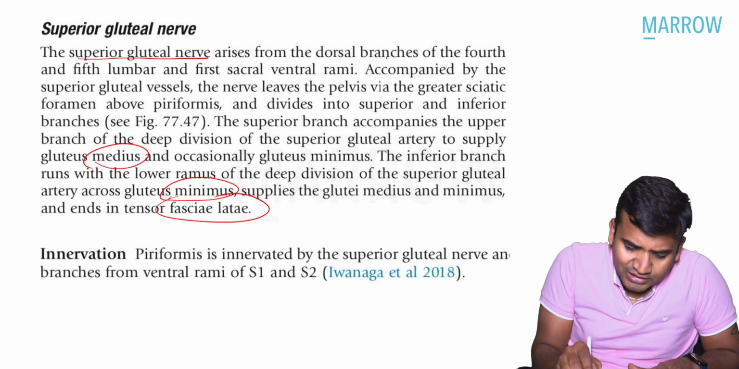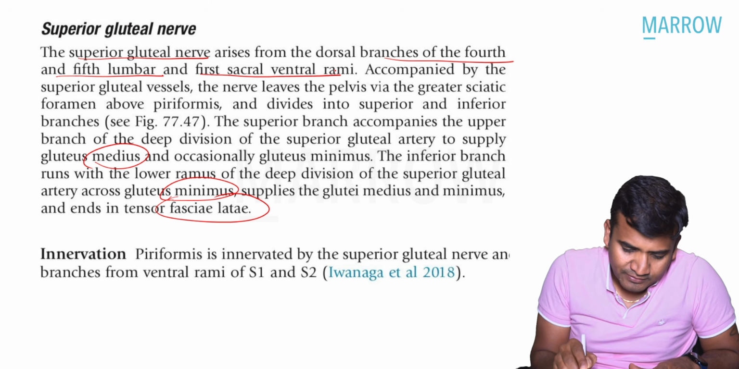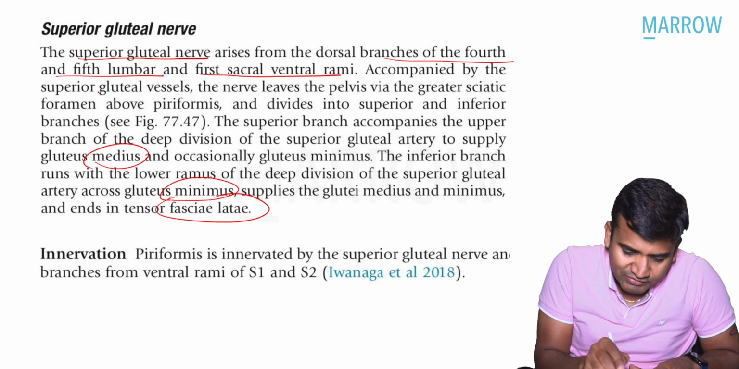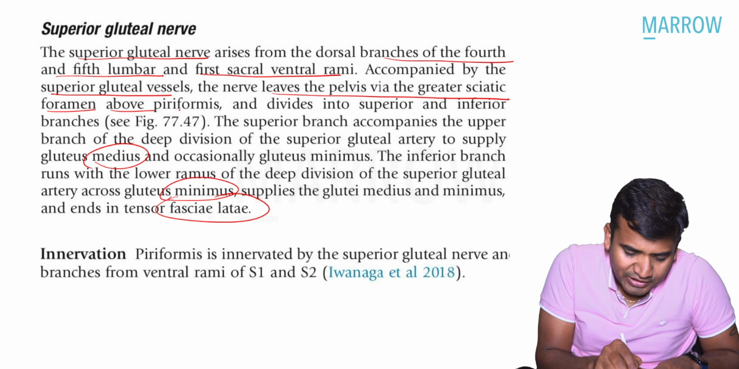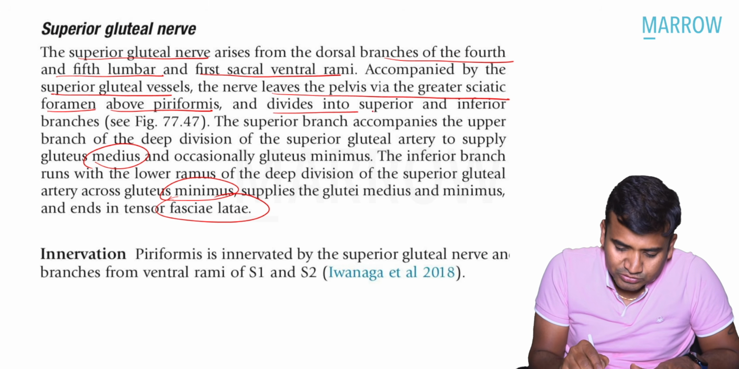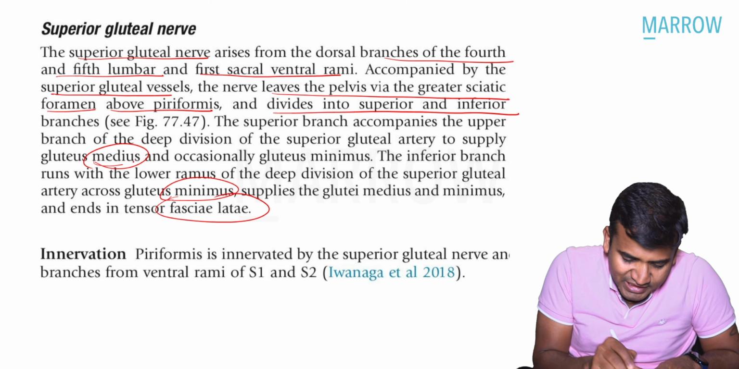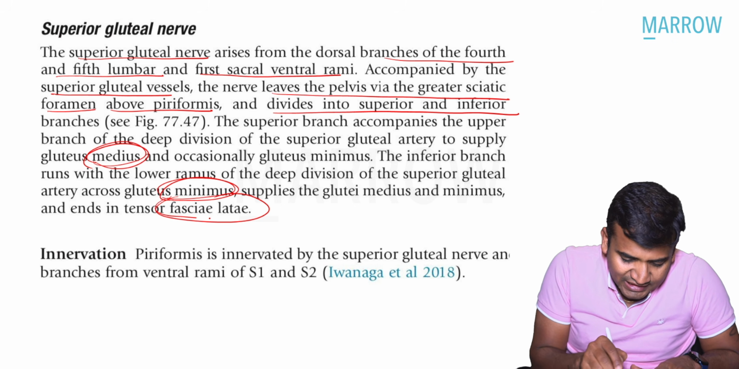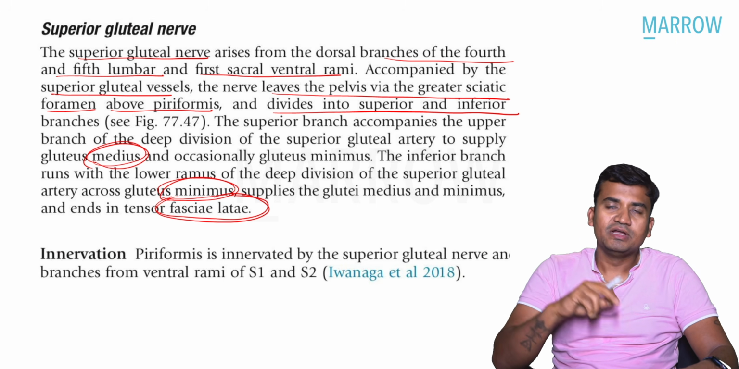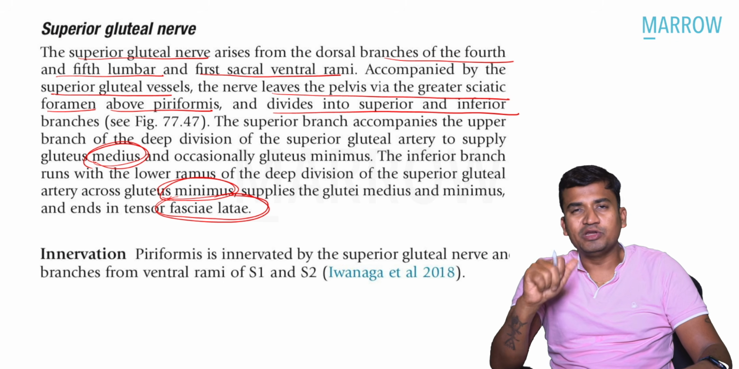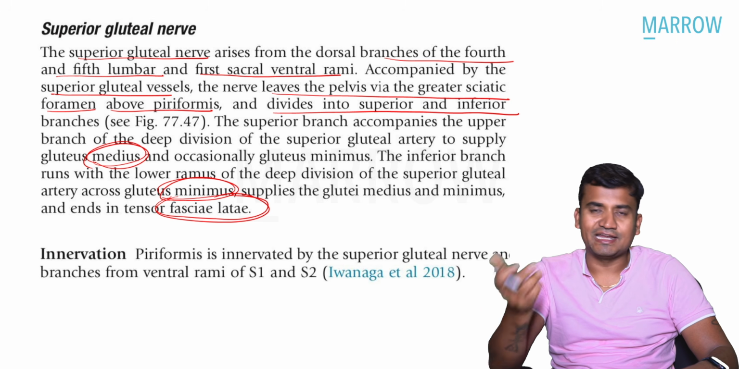Superior gluteal nerve, branch of L4, L5 and S1, accompanied by superior gluteal vessels, leaves the pelvis via greater sciatic foramen above the piriformis. It divides into superior and inferior branches. They supply the gluteus medius, gluteus minimus and tensor fasciae latae. That is what is given in the description of superior gluteal nerve, and that is what we are telling in the classes.